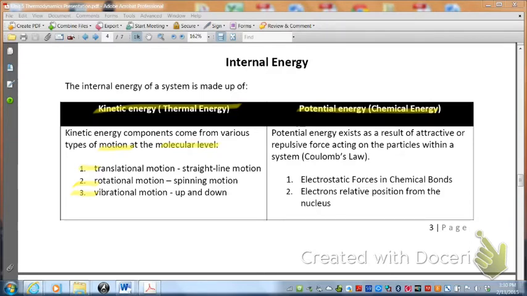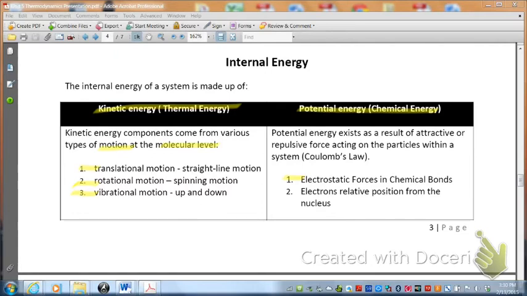Alright, so these types of motion that occur within a system make up the total amount of kinetic energy. Now let's look at the potential energy. Potential energy exists in a system as a result of the attractive and repulsive forces acting on particles within a system, obeying Coulomb's law. We have already looked throughout this year at different attractive and repulsive forces that occur within systems.